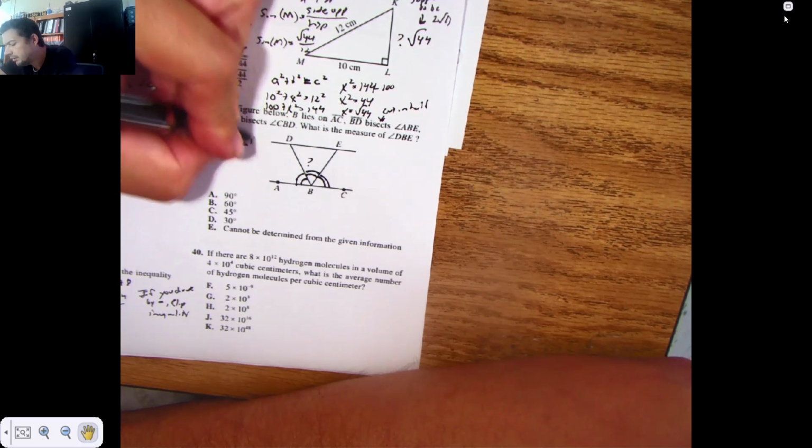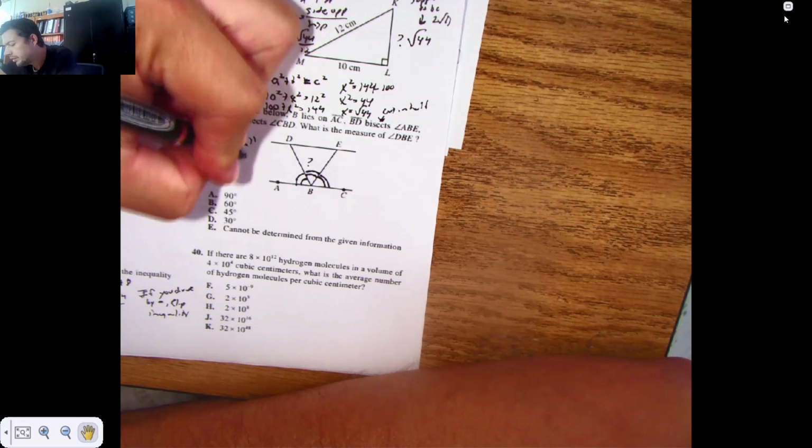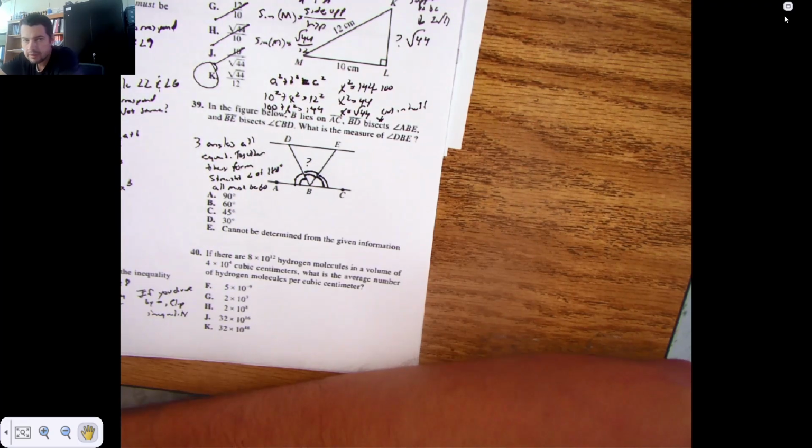What is the measure of angle DBE, this guy in the middle? So I have 3 angles that are all equal, and together they form a straight angle of 180 degrees. Well, that means they're all 60, because 60 plus 60 plus 60 is 180.